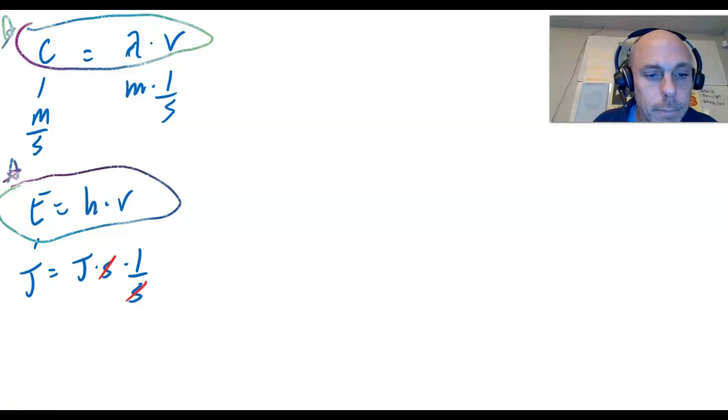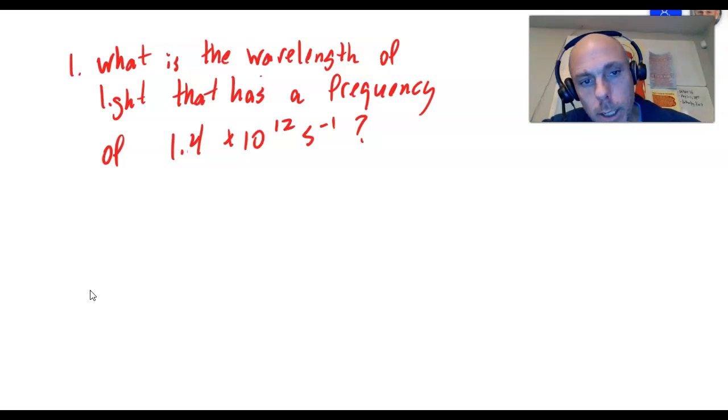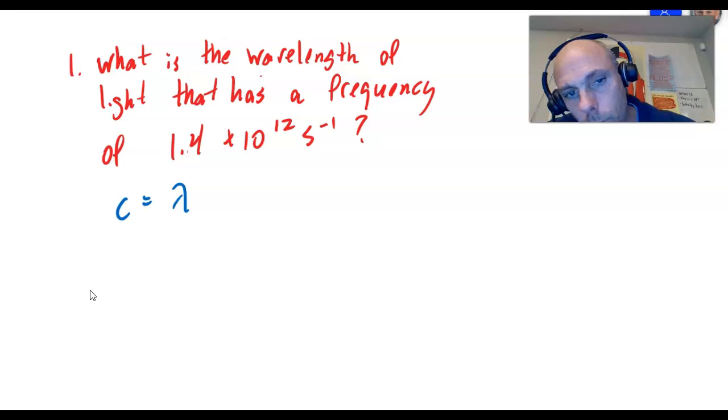All right, the question is, what is the wavelength of light that has a frequency of 1.4 times 10 to the 12 seconds to the minus 1, which could also be thought of as 1 over seconds or waves per second? Well, if we're going between wavelength and frequency, we want to use that speed of light equation, which says that c, the speed of light, is equal to lambda, wavelength, times nu, frequency.